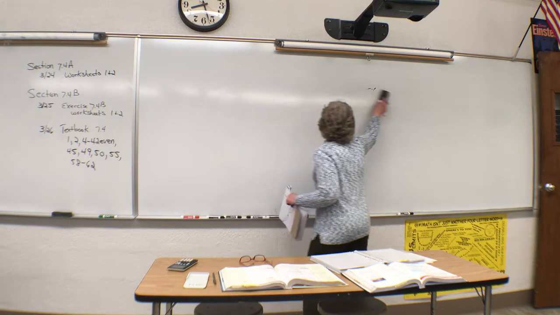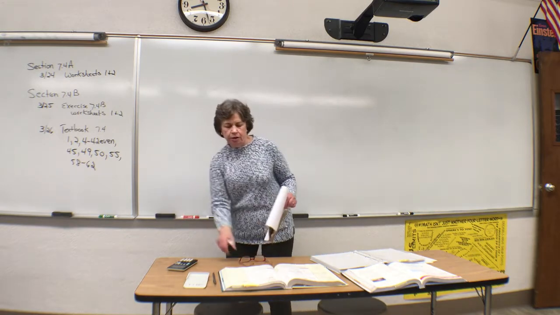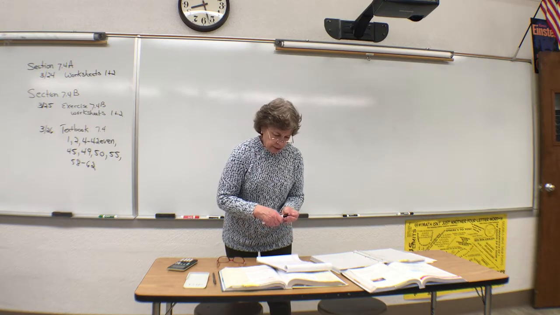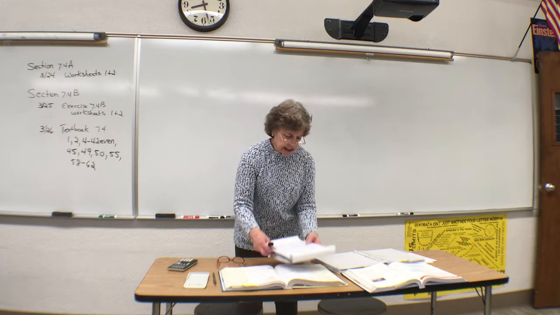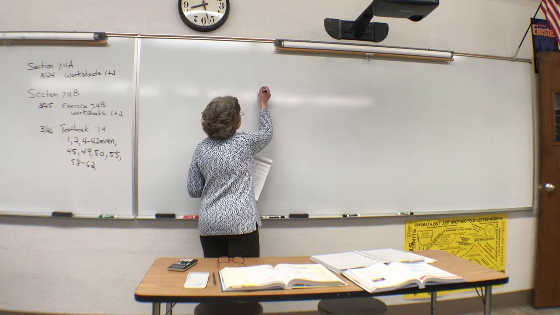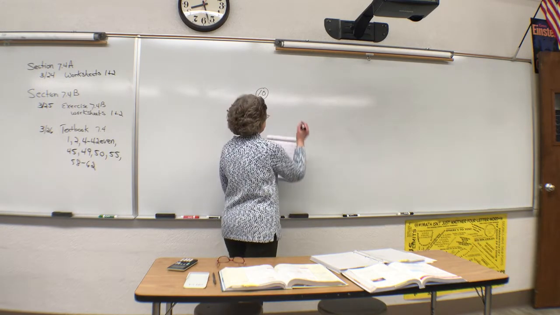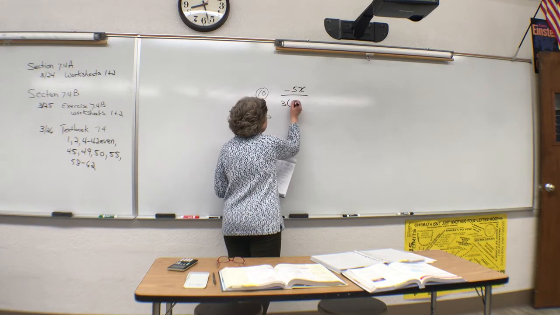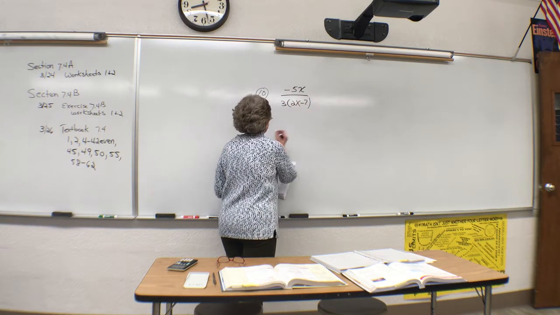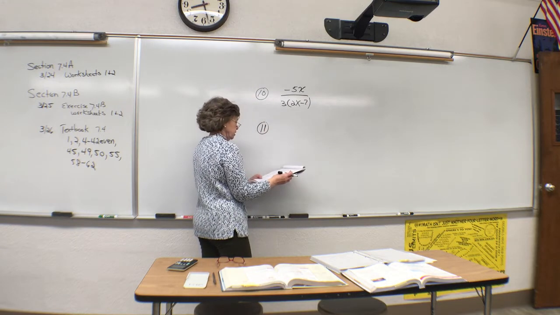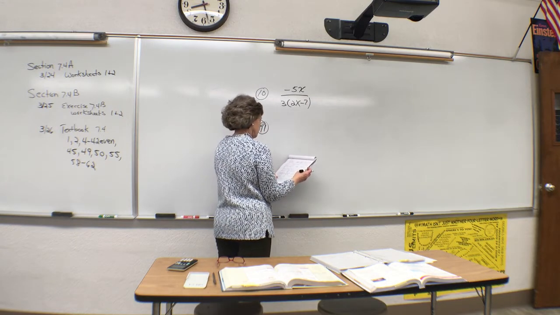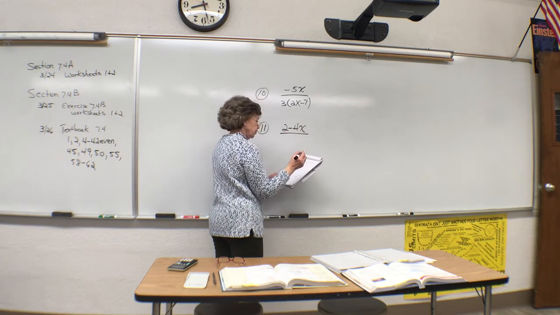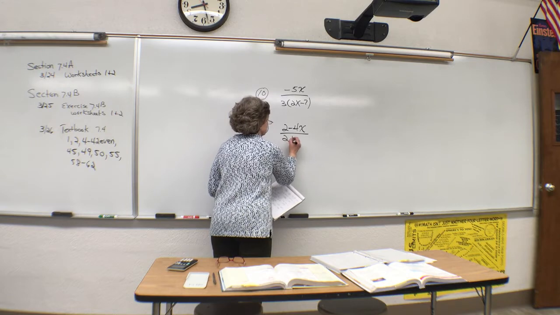So pause, go look at 10, 11, and 12. See which both ways, and I will put up the answers while you are doing that. For number 10, no matter which, for both ways, I should see negative 5x over 3 times 2x minus 7. Number 11, should have gotten 2 minus 4x over 2 plus 3x.